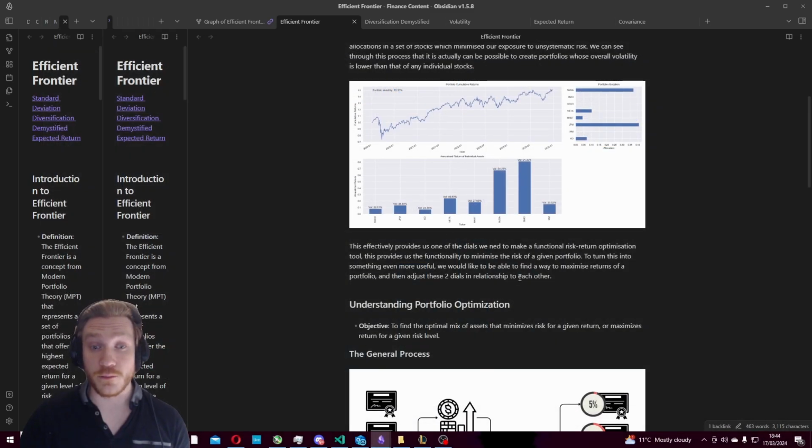That's an important point. So this provides us one of the two dials that's going to be important for the efficient frontier. The first dial is going to be for risk, and that's going to be using this right here, the diversification. The second dial I would like to add is for return. And if we can begin to control these two dials together, then we're beginning to get to a good position for understanding the efficient frontier.